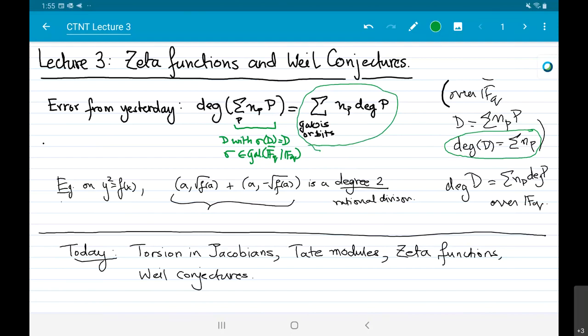That means in particular that this is a degree 2 divisor, because each of the points is defined over degree 2, but it's one single Galois orbit. So P1 plus P2 is the same thing. So it is a degree 2 divisor.